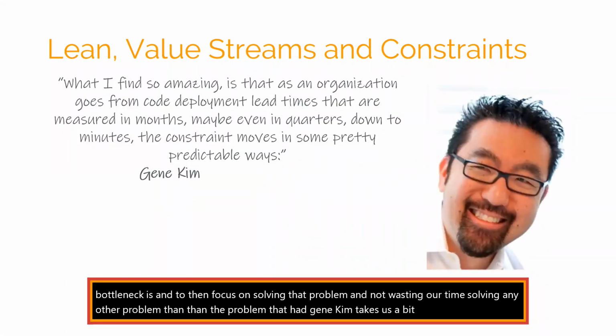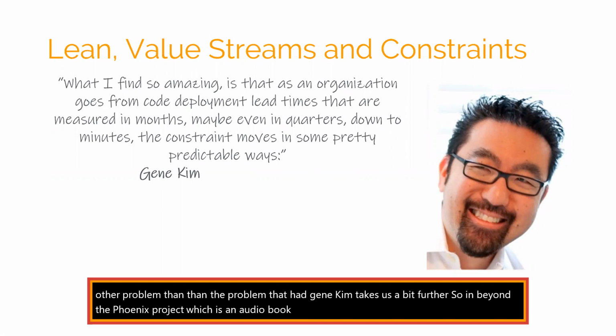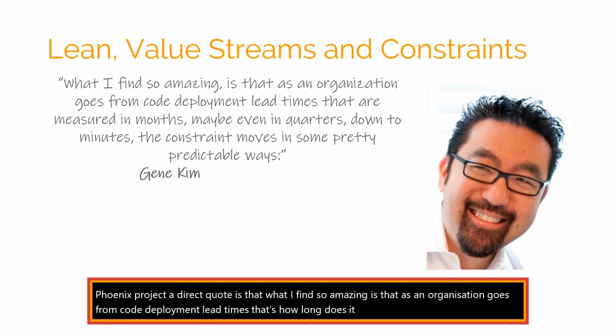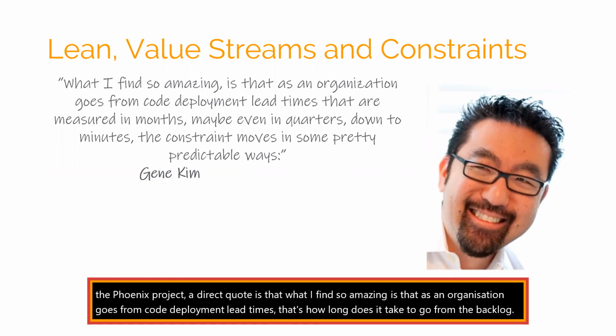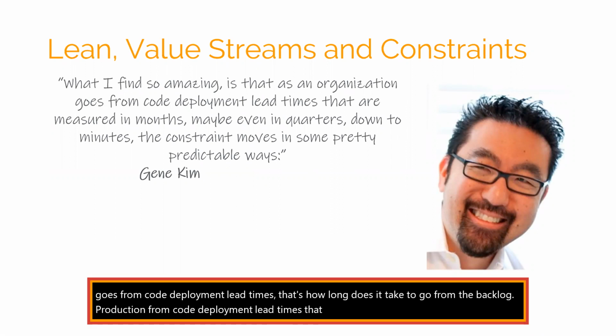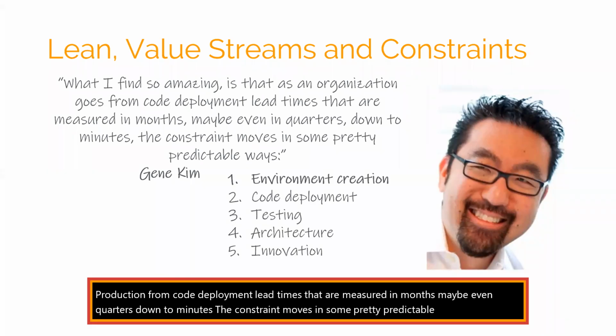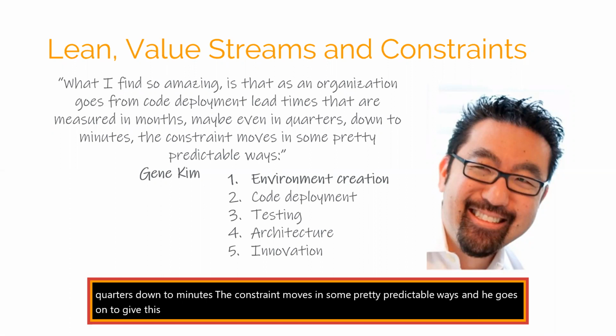So in Beyond the Phoenix Project, which is an audiobook that follows up on some of the concepts from the Phoenix Project, a direct quote is: what I find so amazing is that as an organization goes from code deployment lead times, that's how long it takes to go from the backlog to production, measured in months, maybe even quarters, down to minutes, the constraint moves in some pretty predictable ways. And he goes on to give this order: environment creation being right at the top.